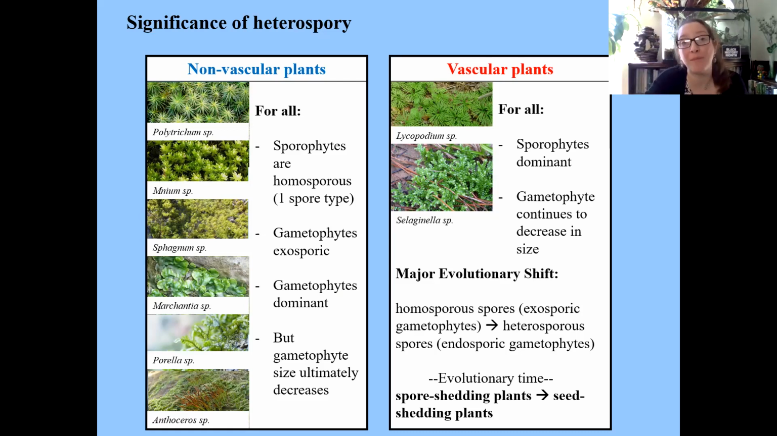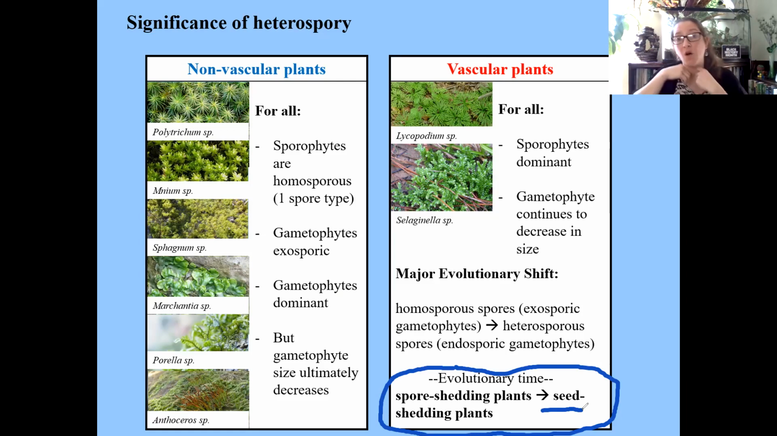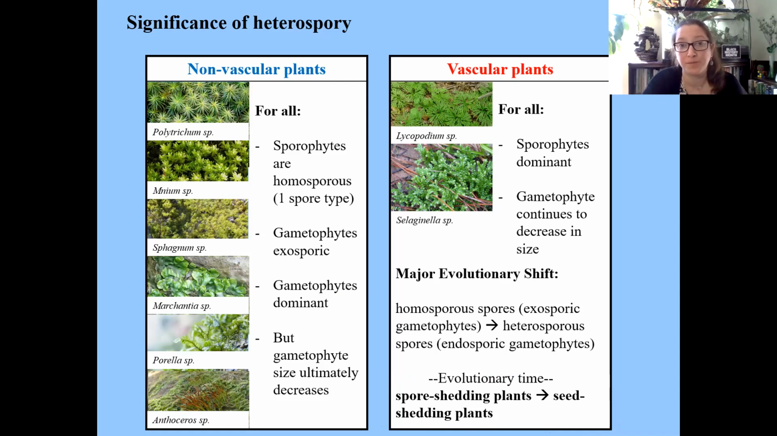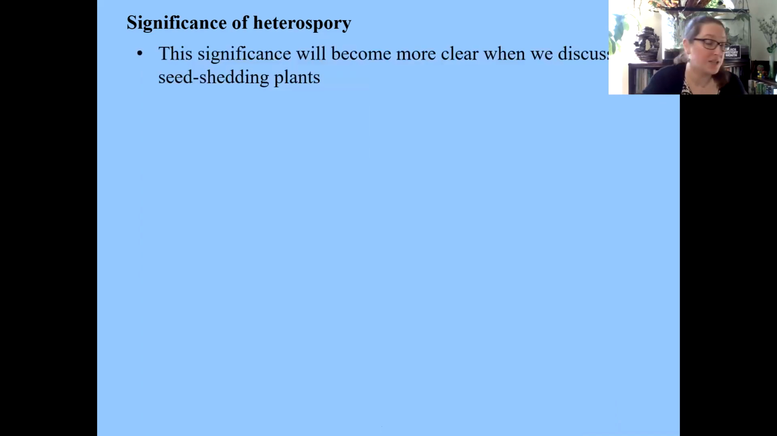Because what ends up happening because of this shift over evolutionary time, when you have that shift to heterosporous spores, ultimately this will lead to the seed. This ultimately leads to the seed. So we eat seeds. Pretty much everything we eat comes from seed-bearing plants. So this is a major evolutionary leap. It's very significant in the evolutionary history of plants. Okay. As we move forward in the course, the significance will become even more clear.